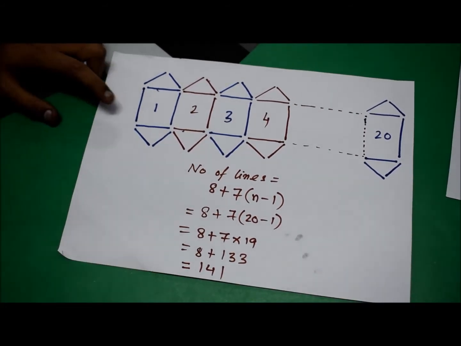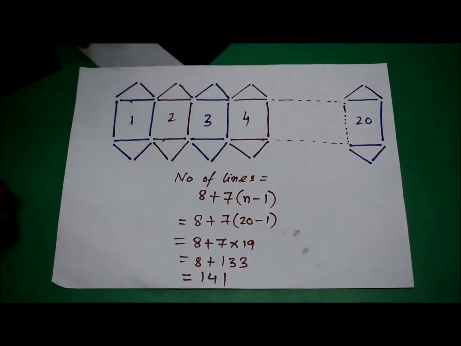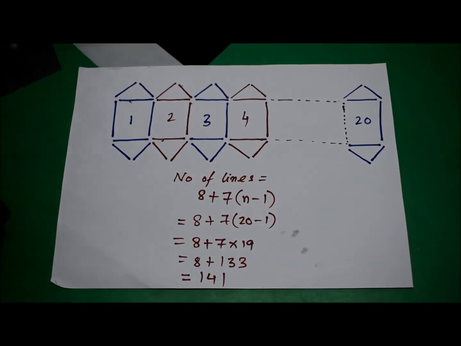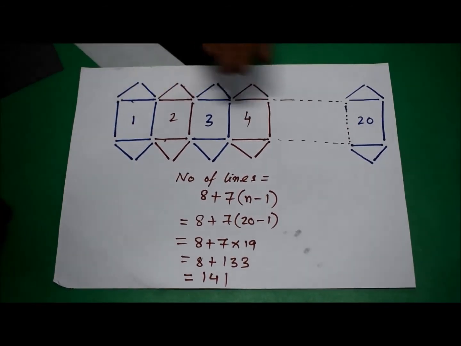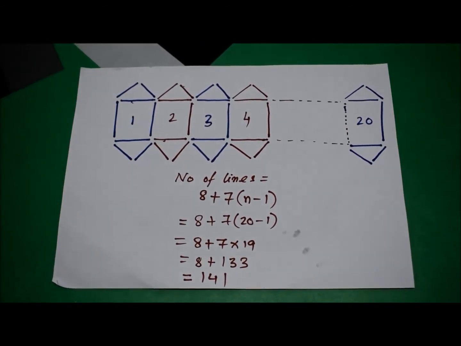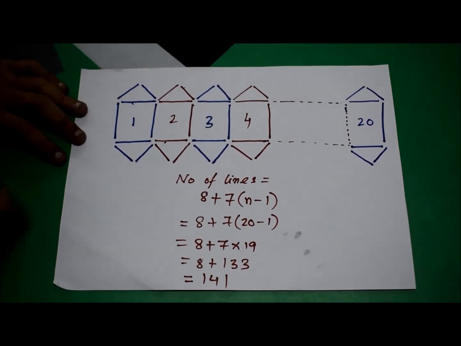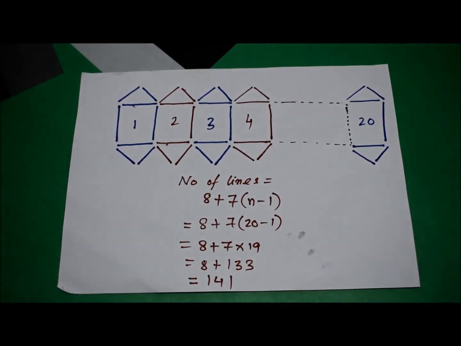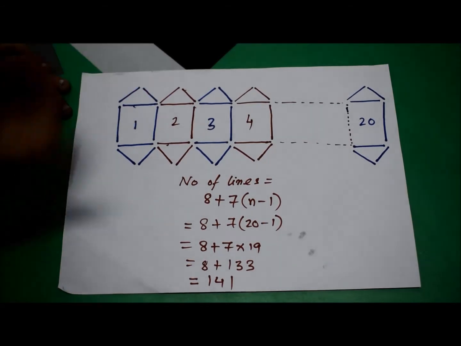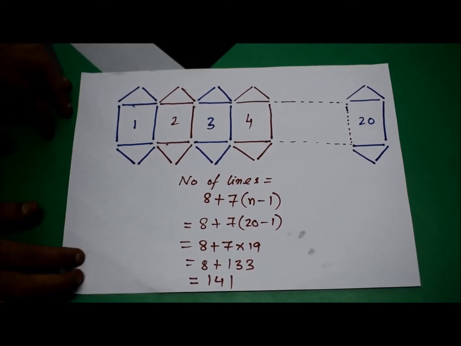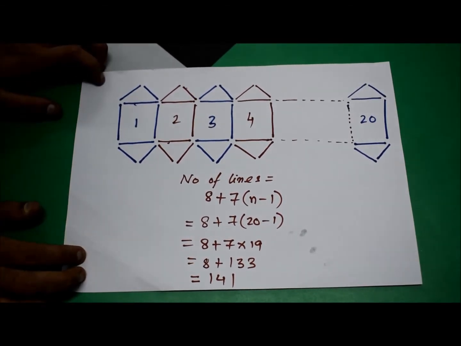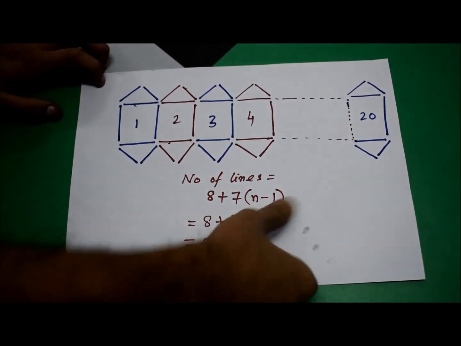In such a case, if we continue the same pattern and try to find the number of lines for 20 consecutive figures, it is easier if we can find an algebraic formula. The algebraic formula that is progressing from the previous patterns can be summed up as 8 plus 7 into n minus 1.